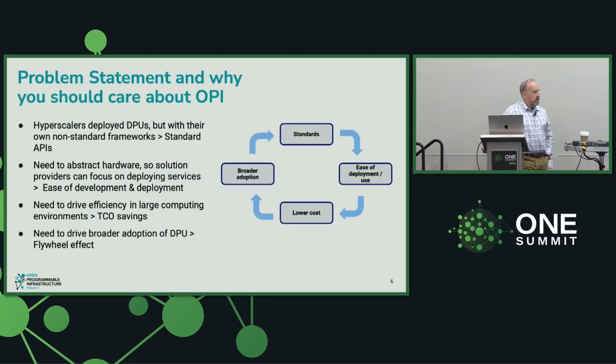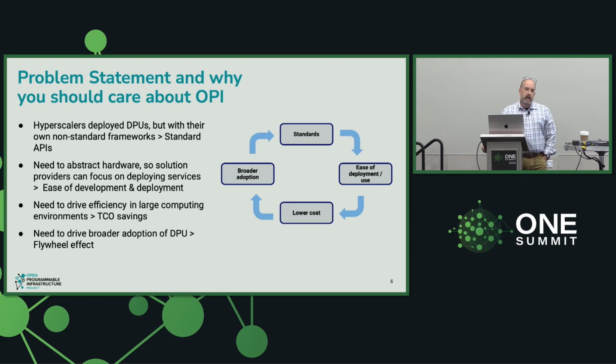So why should you care about OPI? We like to think of this as kind of our flywheel. We are trying to standardize these cards. The hyperscalers were the first ones that were able to get their hands on these cards, or they built their very own cards. And they did things in a very non-standard way. Each hyperscaler does fleet management and uses these cards in different ways and has different APIs to integrate with them.